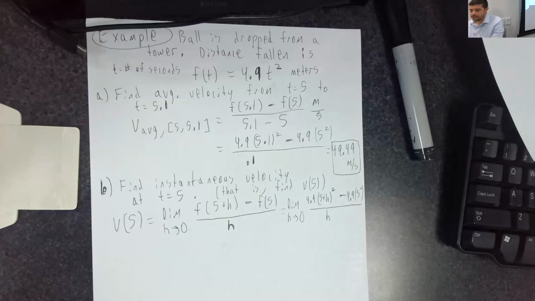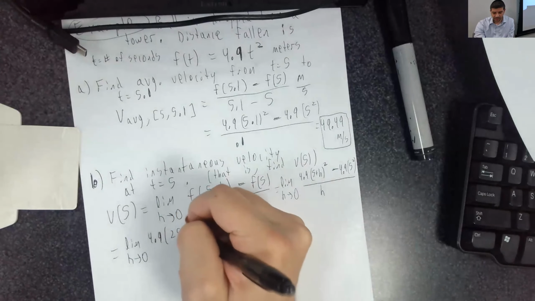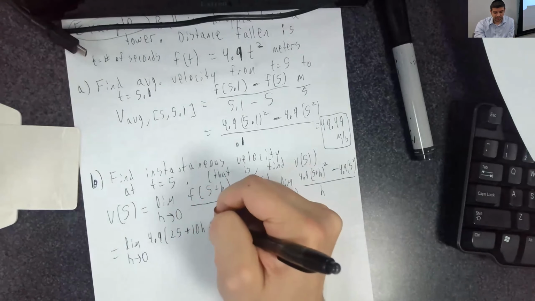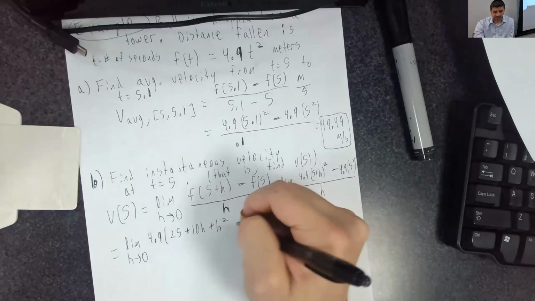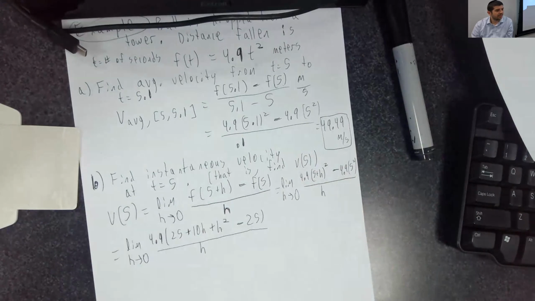So I'll factor out the 4.9 to make it easier. So I have 25 plus 10h, plus h squared, and then minus 25, all divided by h. If things go well, you'll cancel the h. If they don't, you can't cancel the h. Then you made an algebra error, so you have to go back and fix it. Don't propagate your algebra errors and pretend like you're canceling something that shouldn't be canceled.